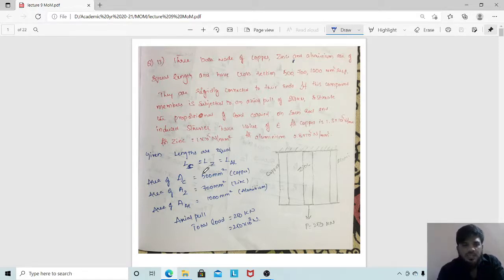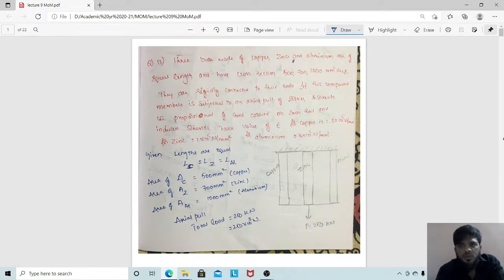So let us take the given data. The lengths are equal, so length of copper is equal to length of zinc is equal to length of aluminum. Next, the area of cross section of each material is given respectively. So take it as copper AC is equal to 500 mm square, AZ is equal to 700, AL is equal to 1000, and the axial pull, or the total load, is given as 250 kilonewtons.